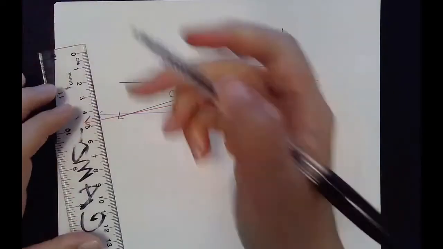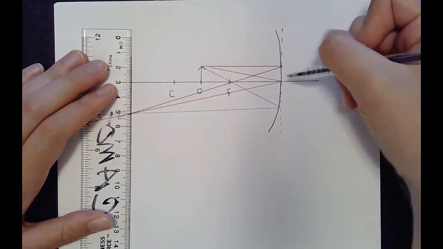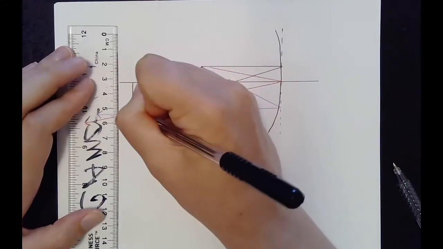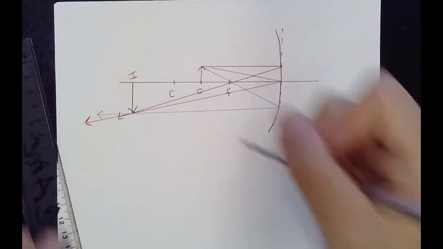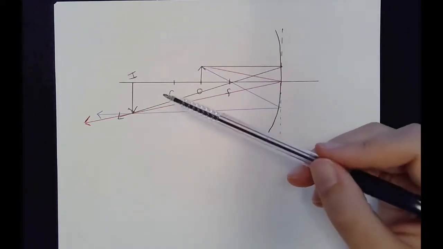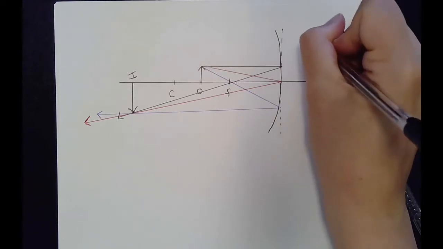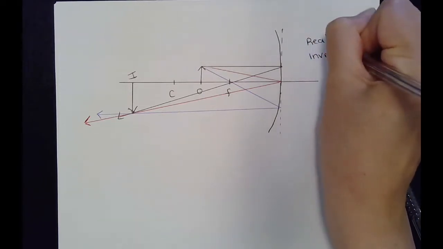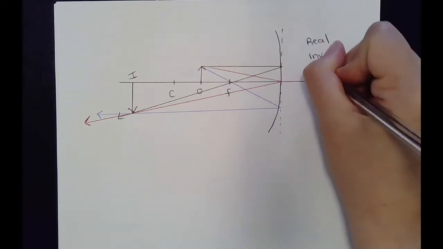So here is our image, and now I'm going to draw the image in from the principal axis to the point where these light rays cross, and label it I. And then we can get an idea of the characteristics of the image based on what the ray diagram looks like. So this image would be real. It's inverted, we can tell because it's below the principal axis. And maybe it's not as obvious, but it's magnified as well.